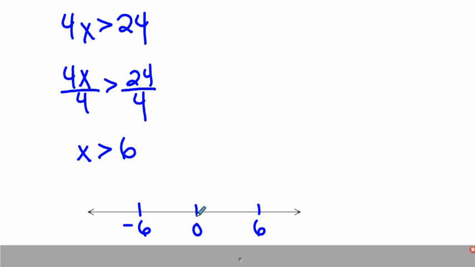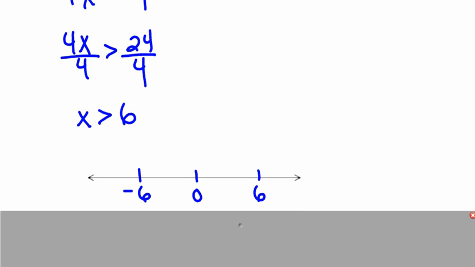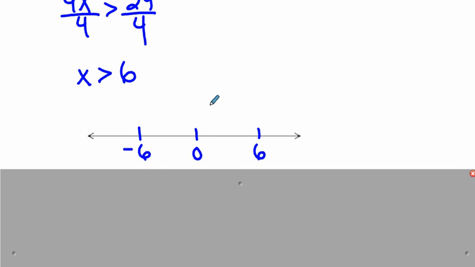So I just decided to go 6 units to the left, 6 units to the right on the number line to show the direction. And since 6 is our boundary, we're going to have to put a point on the number line at 6. Now the question is, does 6 meet the requirements for the inequality?